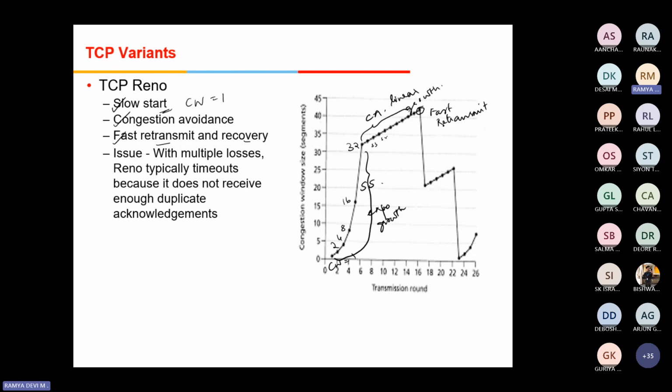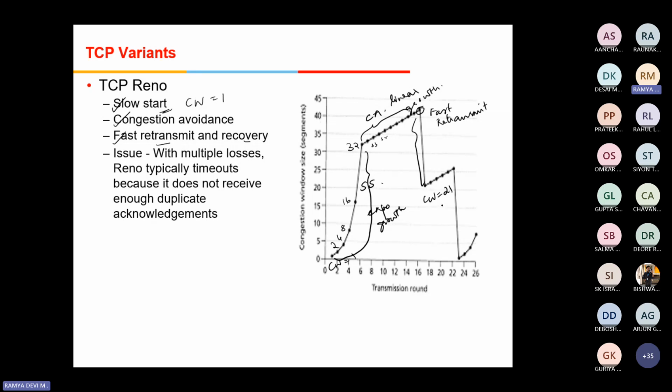Reno does not reset the congestion window size to 1 MSS. Instead, it will enter into fast recovery. This is the fast recovery state. The threshold value will be set to half the current window size. So if it is 42, it becomes 21.